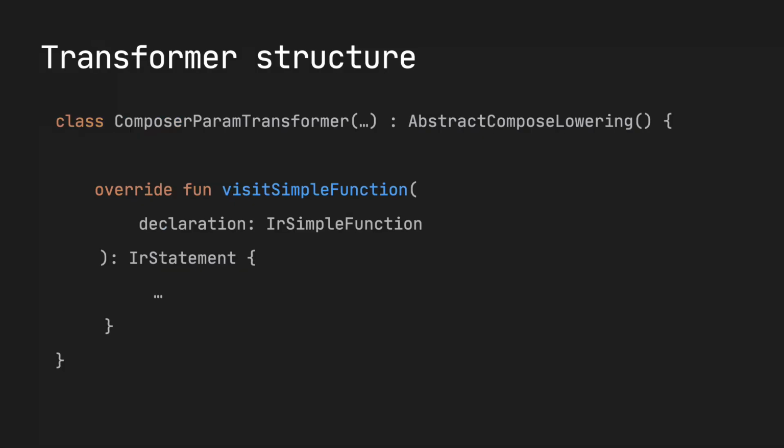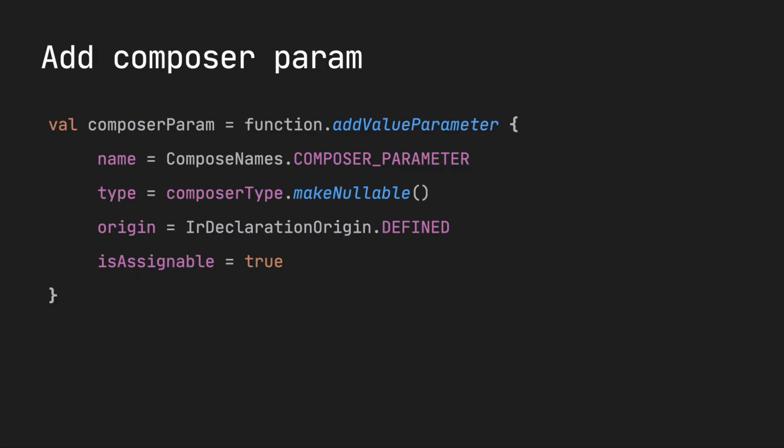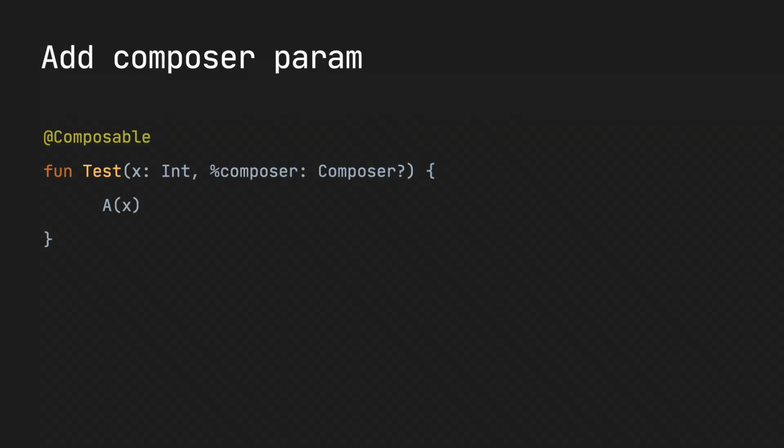The way the transformer is structured is that it visits all of the methods that are part of your code, and it checks whether it has a composable annotation before doing any modifications to the parameters. The way a parameter gets added is by utilizing this add value parameter extension. Here I'm going to specify the name of the parameter that I want to add and the type of it, whether it's nullable or not. So that's what we looked at previously. Now we're going to look at how the change bit mask gets added and what it means.